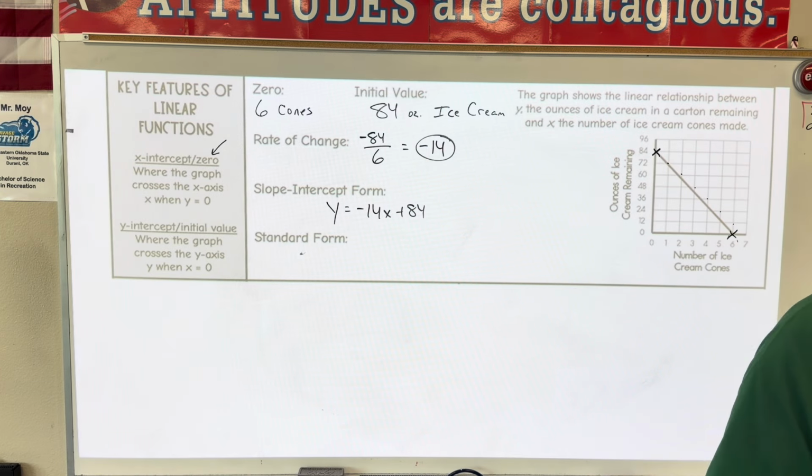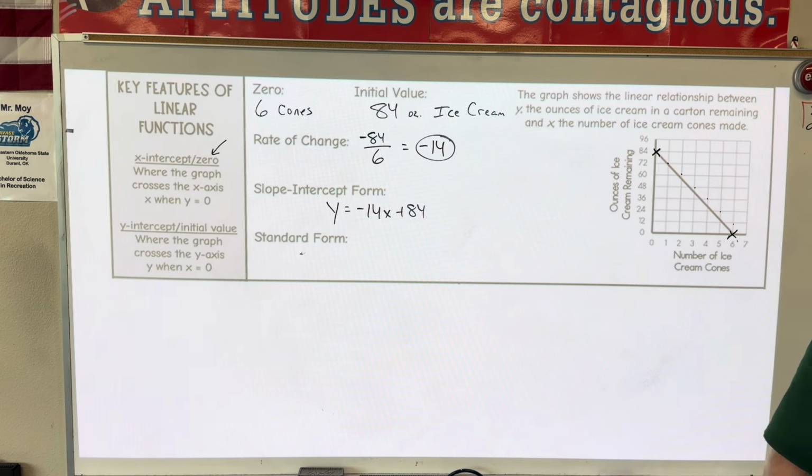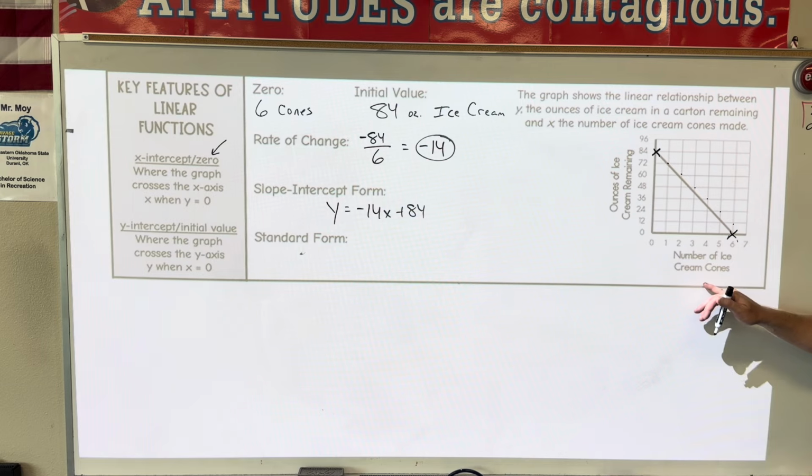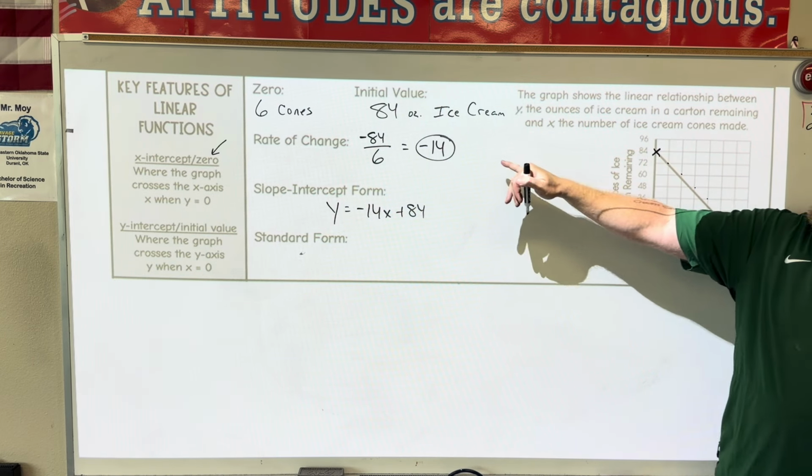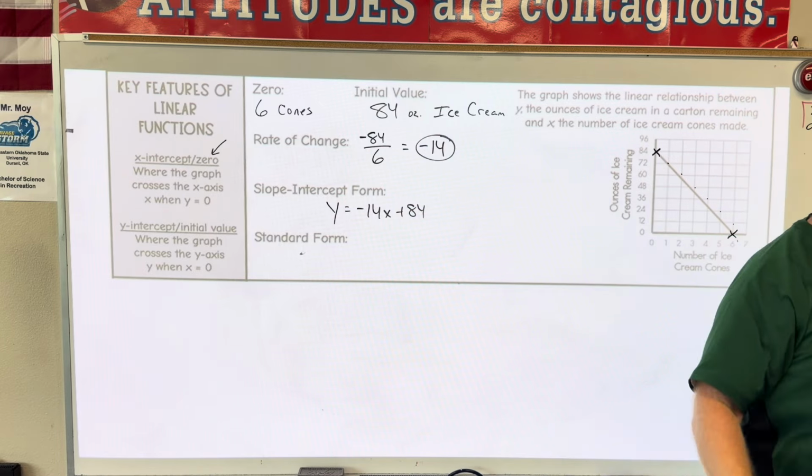Basically, what they're telling you is that every ice cream cone is 14 ounces. Okay? Every ice cream cone is what? 14. 14 over 1. You subtract 14 ounces for every one cone. I was looking over here to see if it was like cases of cones or whatever. Nope. This says the total number of ice cream cones. So we went down 84 for 6, which means 14 ounces per cone.